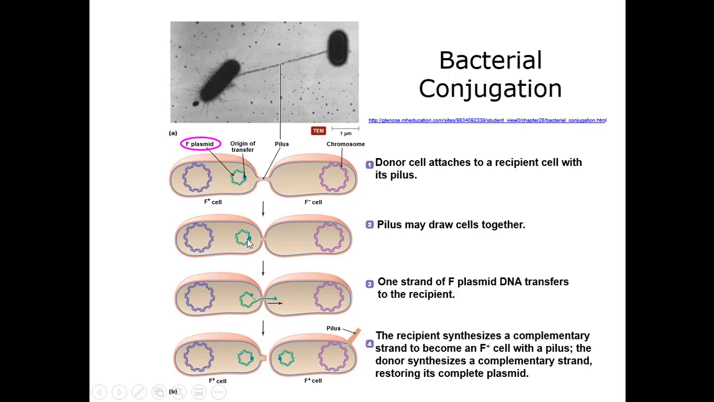And it will make its opposite copy of it, so it still has double-stranded DNA. But now you have this cell that has this new DNA in it that it never had originally, and it got it from another bacteria. Now, this causes a big problem when bacteria can talk.